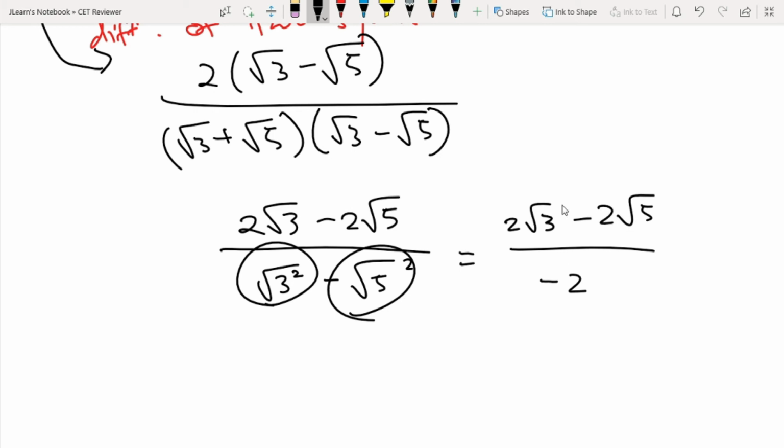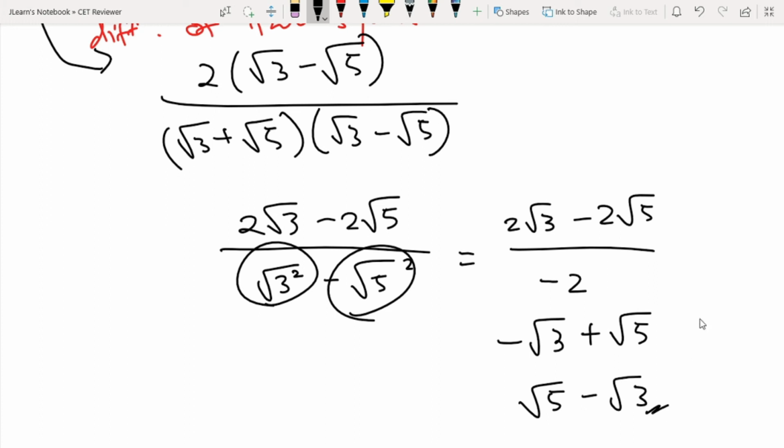And we can cancel here yung negative 2. Tama? So, cancel mo yung negative 2 from numerator and denominator. You get negative square root of 3 plus square root of 5, or simply square root of 5 minus square root of 3. Okay?